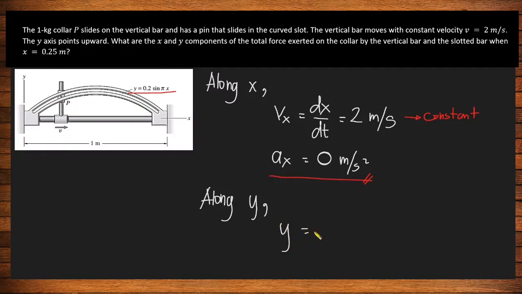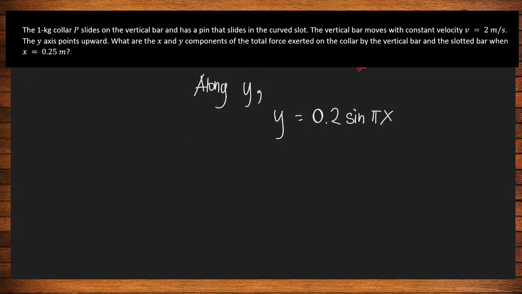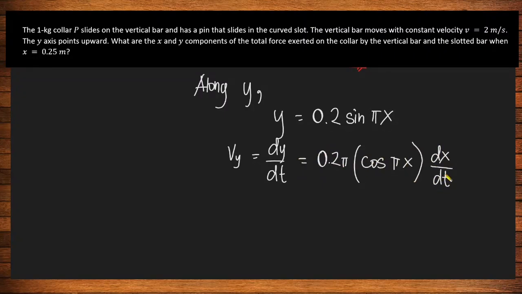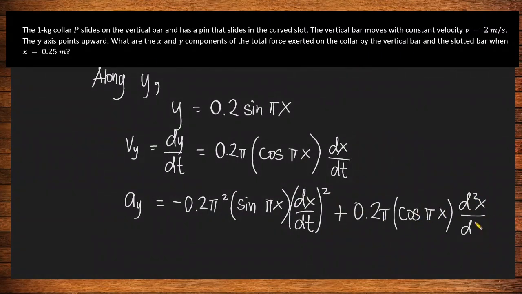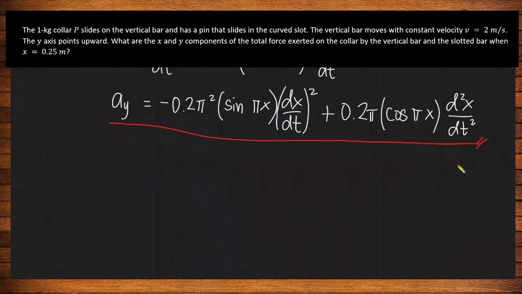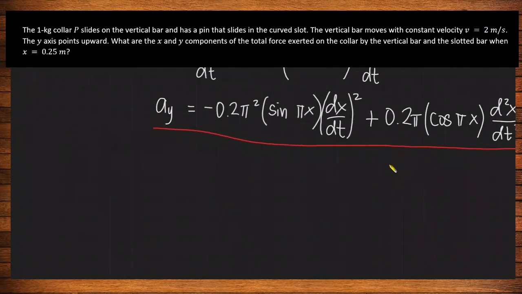So along y, we have the equation of our path, y equal to 0.2 sine pi of x. And then yung gagawin natin is we will take the derivative of this function with respect to time in order to obtain our velocity along the y direction. So taking the derivative of this with respect to time, we have this equation. And then for our acceleration along the y direction, so kukunin ulit natin yung derivative nito with respect to time. So that will be equal to this function here. So kung nalilito kayo kung paano ito ikinuha, I suggest that you review your notes in calculus.